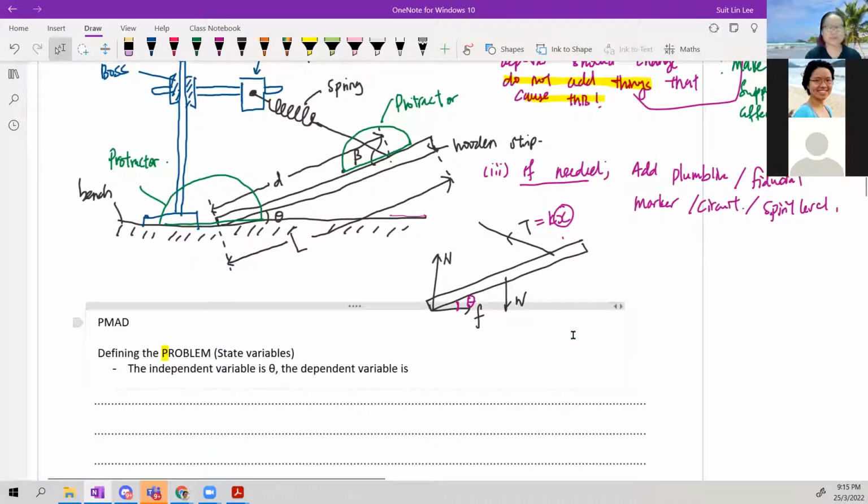Okay, so the dependent variable is x. Or you could write vary theta, measure x. All right, then we will keep the angle beta constant. I have beta. Yes.